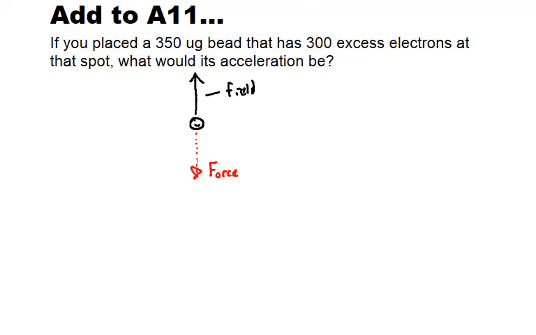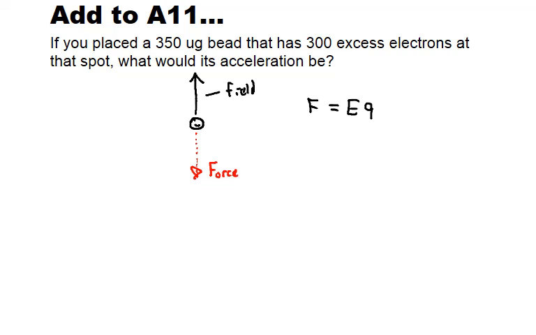Okay, so let's take a look at this one here. We have a 350 microgram bead that has an excess of 300 electrons, and we want to find out what the acceleration would be on that particle. So we're going to use that same information that we had, for an object that's placed in there, a 300 excess electron bead. So go ahead and pause the clip and give this a try, and when you're ready to check, you can hit play to continue.